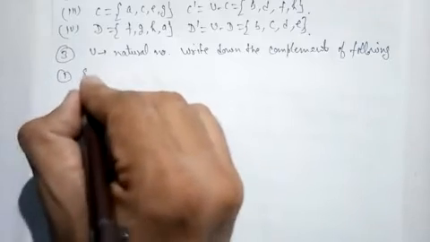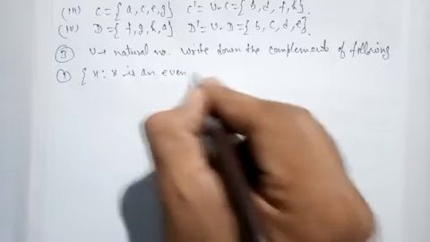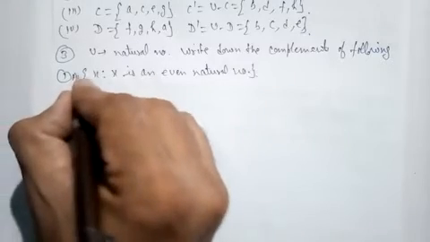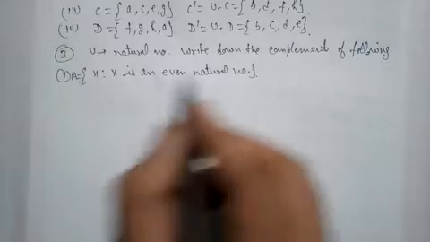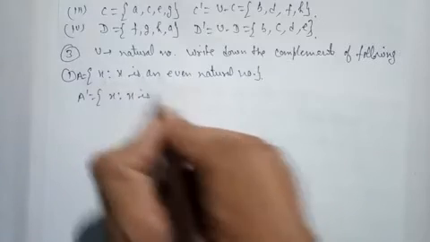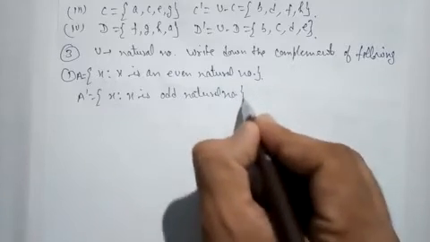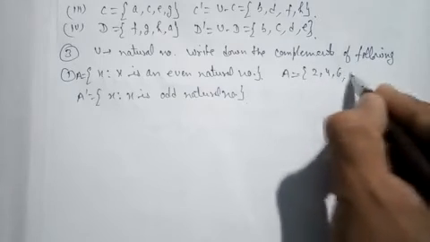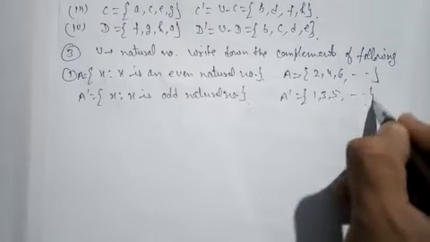First, A is x such that x is an even natural number. Either you can write directly or you change it into roster form. Even natural number, so its complement is, the reverse of it, x such that x is an odd natural number. What is the opposite of even? Odd. Or we can write A as 2, 4, 6, dash dash, so A complement is 1, 3, 5, dash dash. Clear.